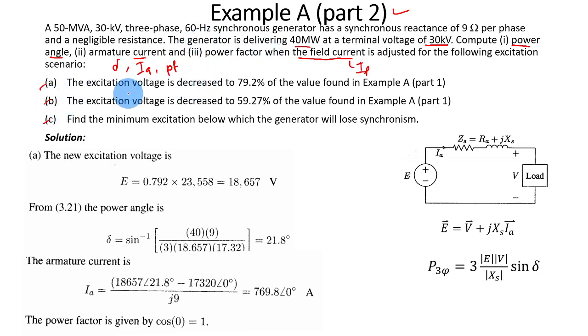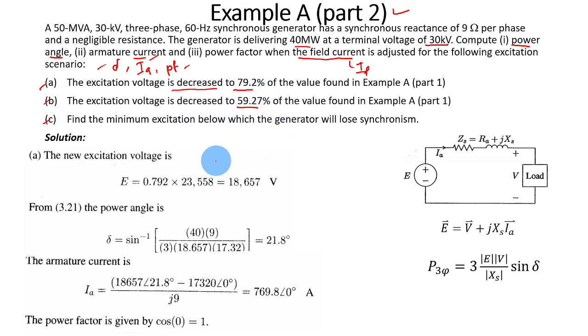First situation is when the excitation voltage is decreased to 79.2% of the value found in example A part 1. Secondly, what are delta, IA and power factor when the voltage is further decreased to 59.27%. So A and B are just a matter of different percentages. Finally part C, find the minimum excitation below which the generator will lose synchronism.